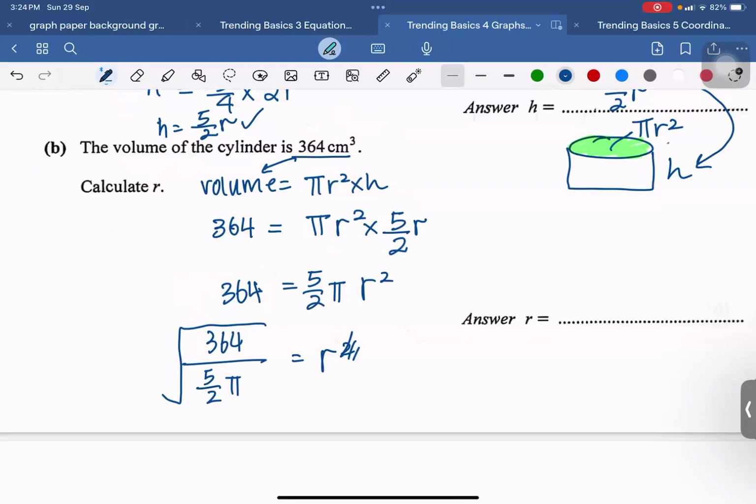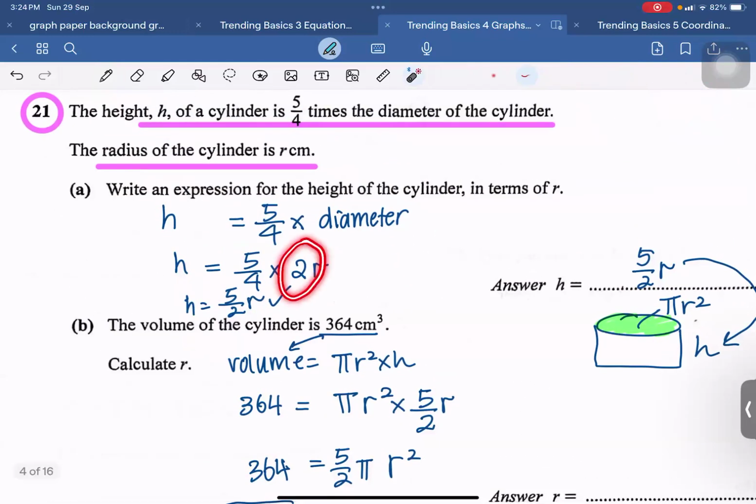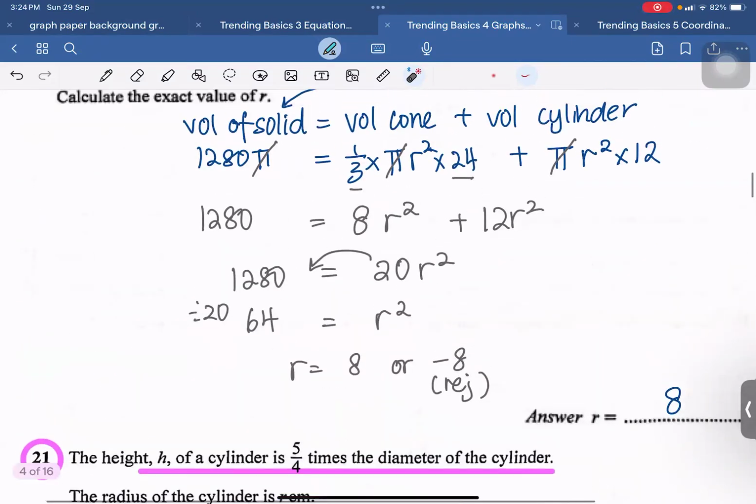Madam, Lynn asked why need times 2. Which one need to times 2? I think here, she asked this question. Here is it? This one, question 7. Where?